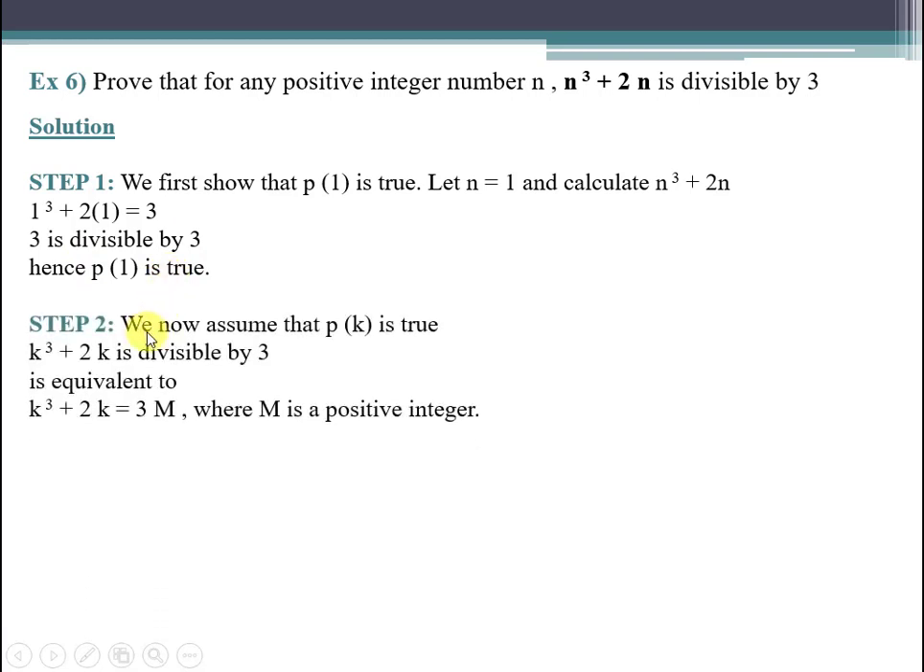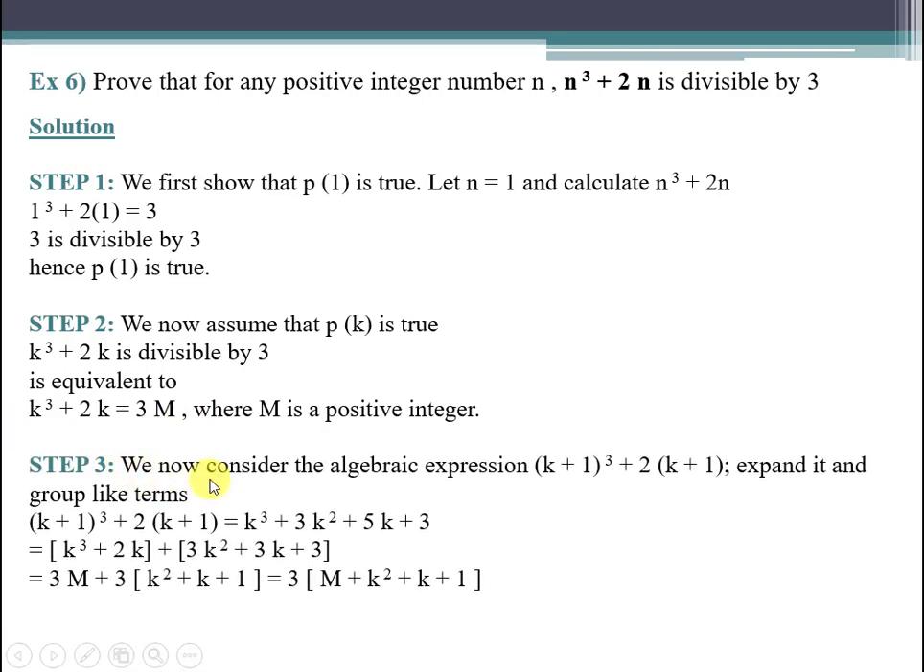We now assume that Pk is true, and so it means k cubed plus 2k is divisible by 3. So it's equivalent to k cubed plus 2k equals 3m, since it is divisible by 3, where m is any positive integer. So we can write it like this expression.